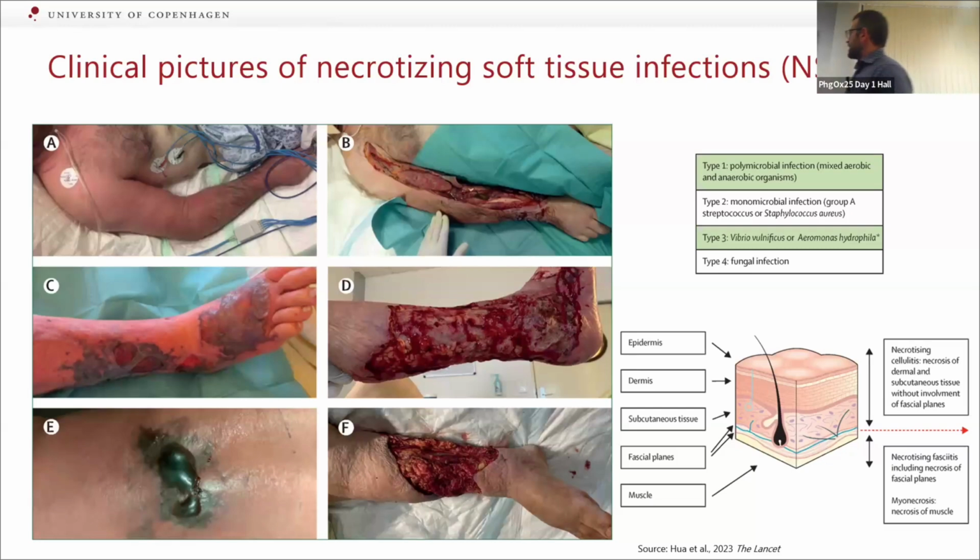So unfortunately, when it goes really bad in soft skin infections, it can look like this. And here we are talking about intensive care units. We are talking about amputations, and eventually, sometimes, unfortunately, even death, because the infection goes down to here and becomes more systemic.